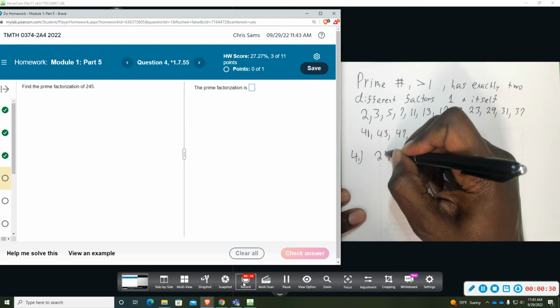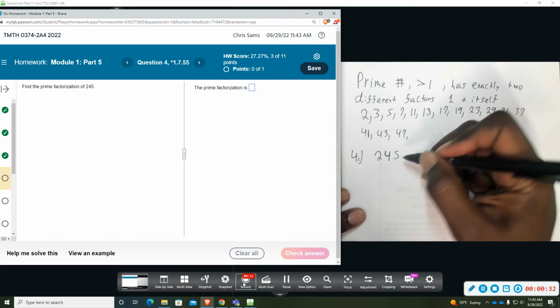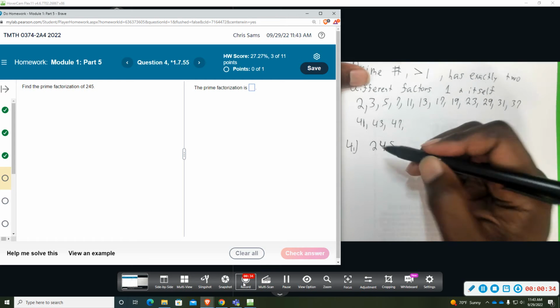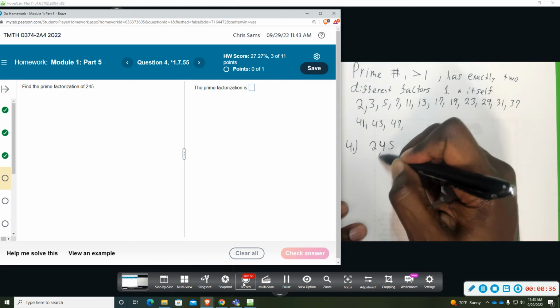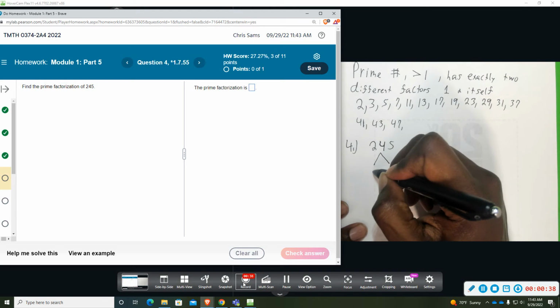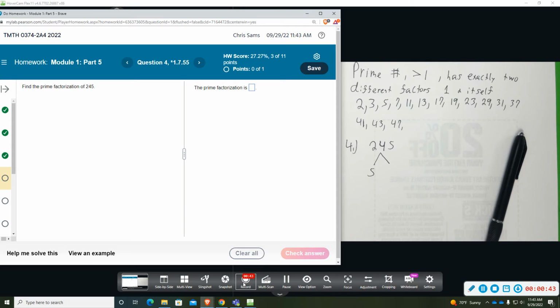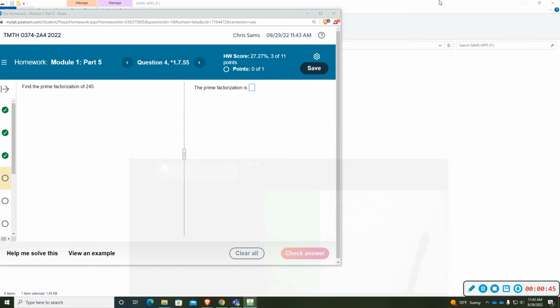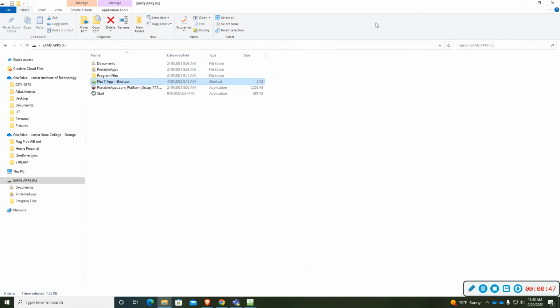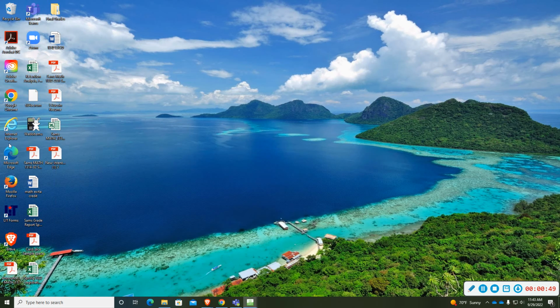You're going to take this number and then you're going to divide it by something that it's divisible by. So since it ends in a 5, I know that we can divide this number by 5. So 5 times what? You can do this by hand or you can use a calculator, but you want to divide it and find prime numbers.